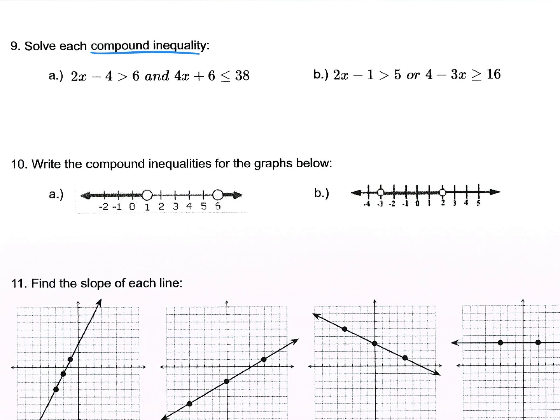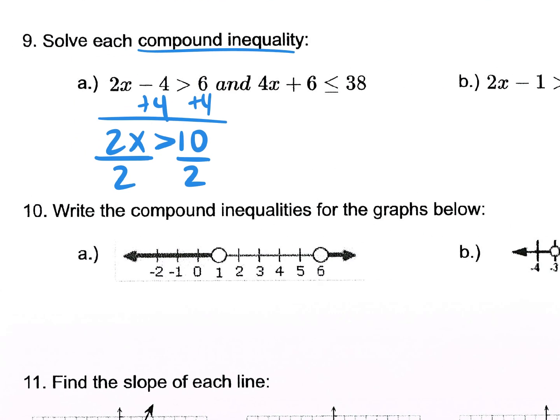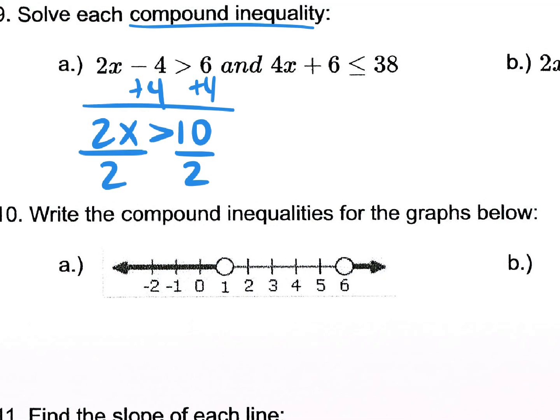So compound inequality just means on the same number line. That's it. So the first thing we're going to do is add 4 to both sides on this one on the left. So we get 2x is greater than 10. And to get x by itself, we divide both sides by 2. If we divide both sides by 2, we get x is greater than 5. That's our first part of our equation.